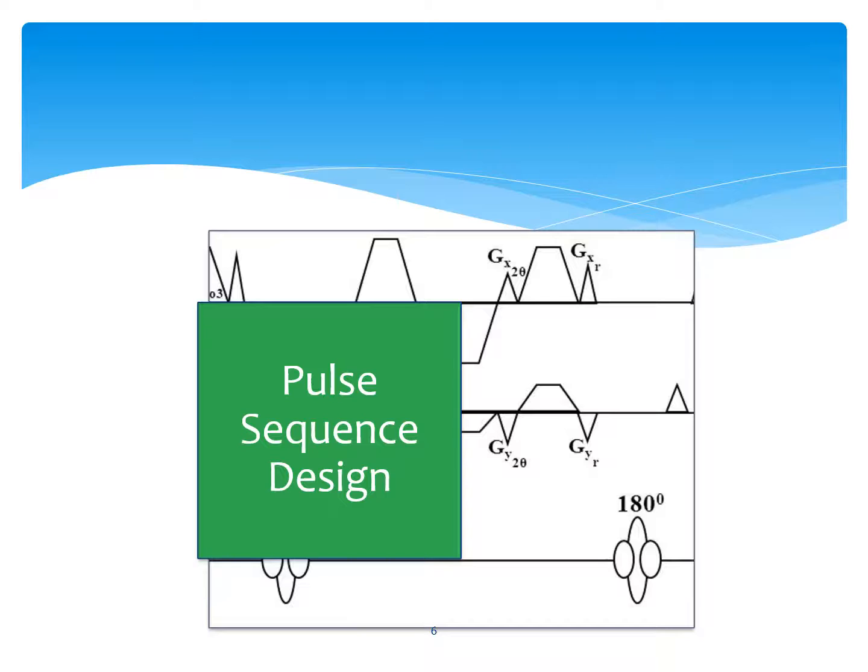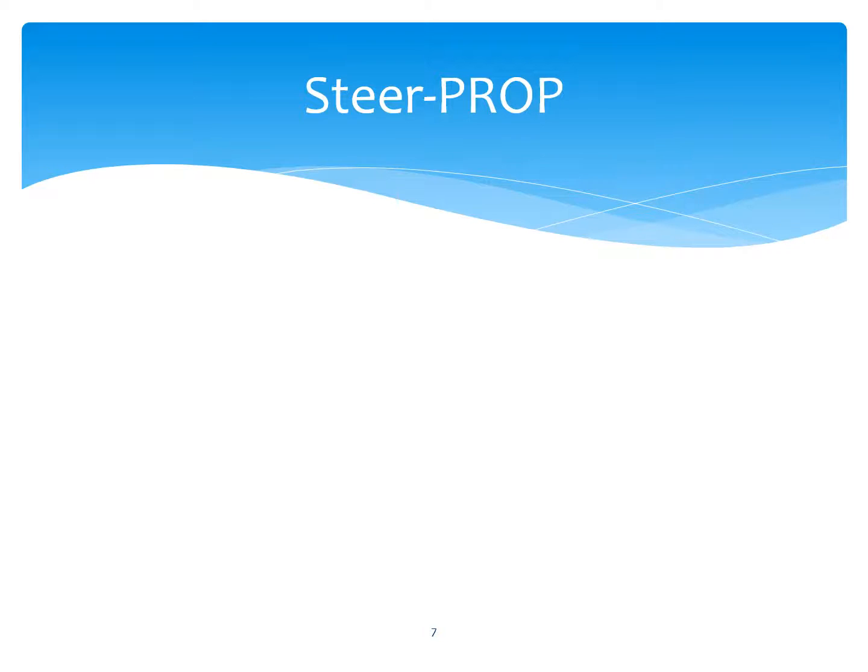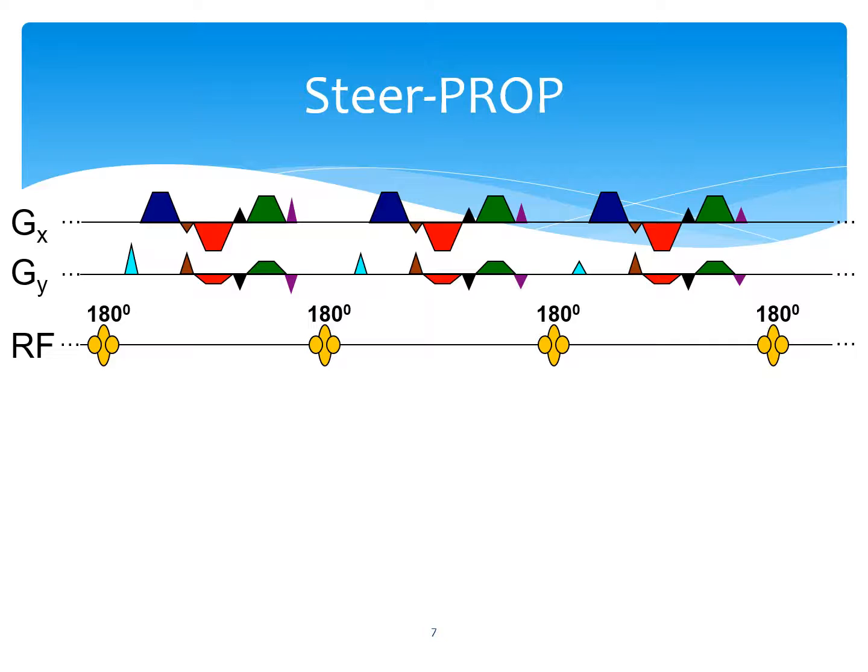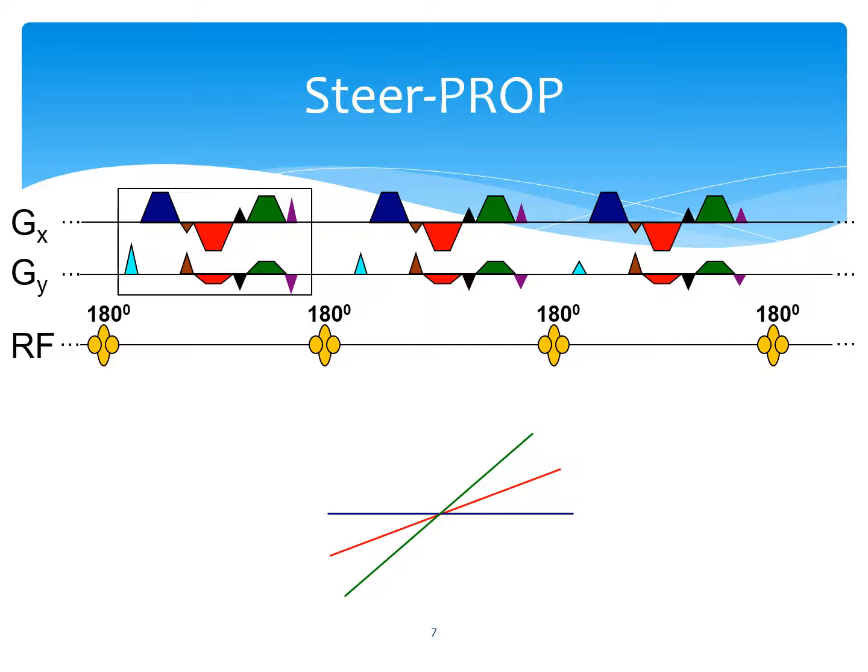Let's now take a look at the details of the SteerProp pulse sequence design. A segment of a single TR of the SteerProp sequence is shown in this diagram. Similar to turboprop, SteerProp is also a GRASE-based sequence. In our implementation, we have used 3 gradient echoes for every spin echo. Each gradient echo acquires an independent line of K-space, but unlike turboprop, these lines are distributed across different blades as shown in the figure below.